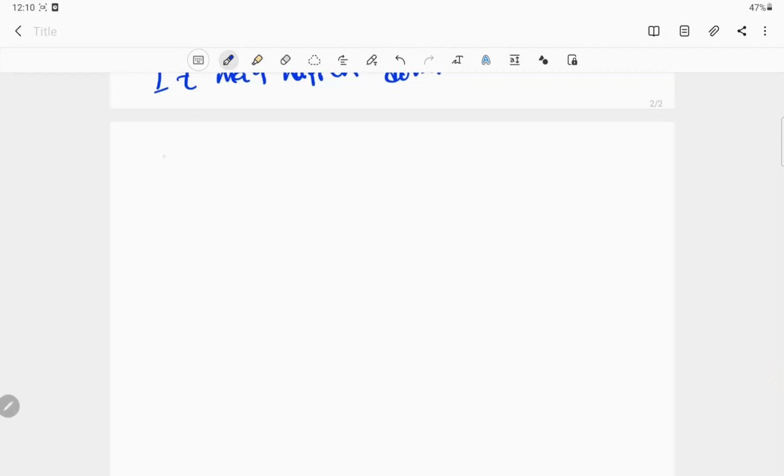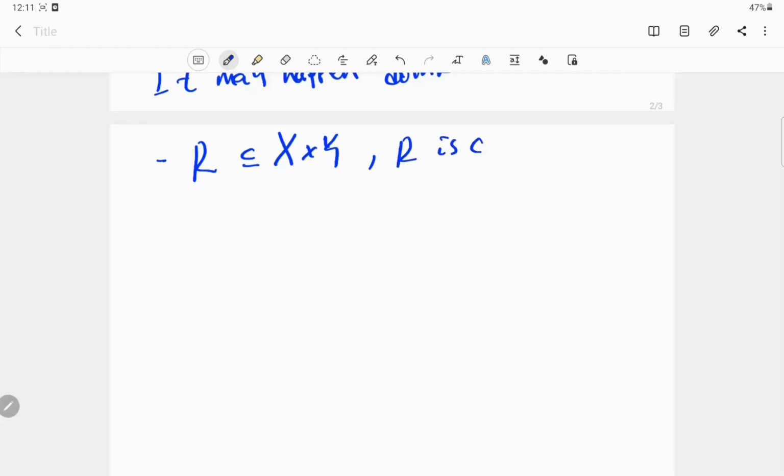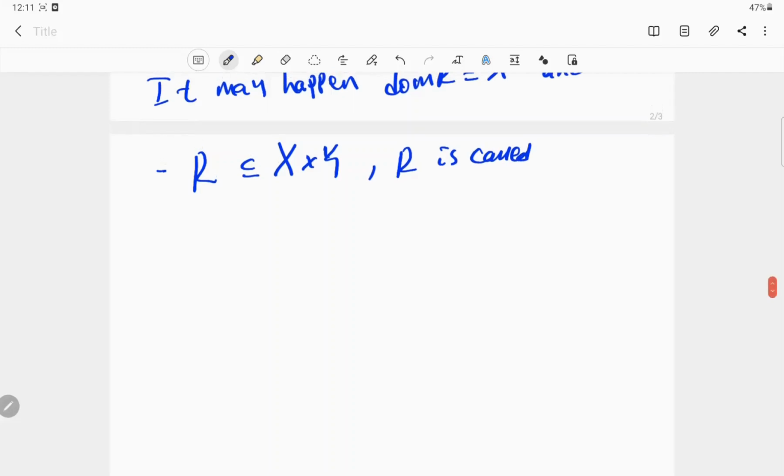Another one is, if R is a relation, or any subset of X cross Y, I mean the Cartesian product of X and Y, then we can say R is called a relation from X into Y.